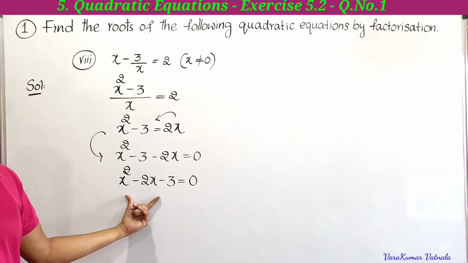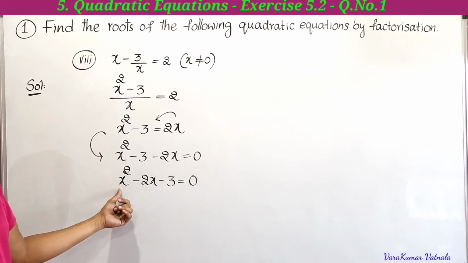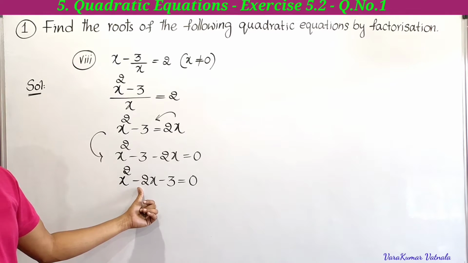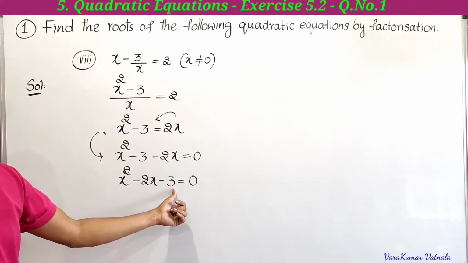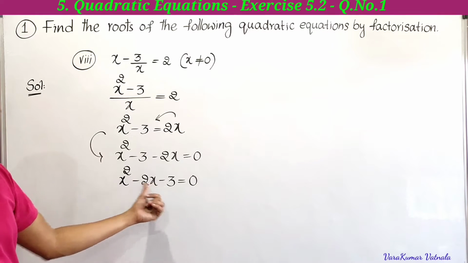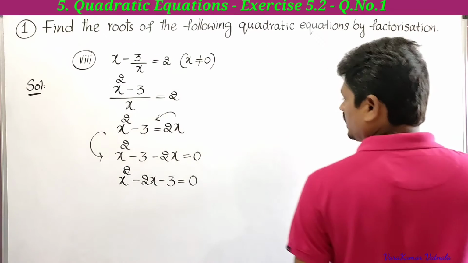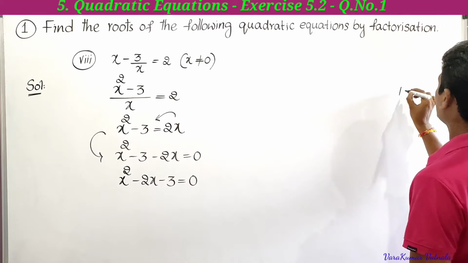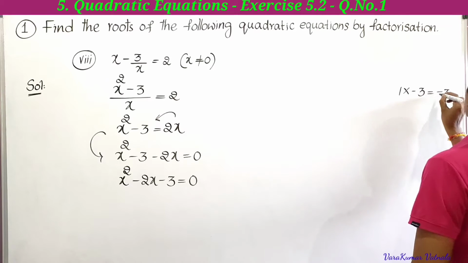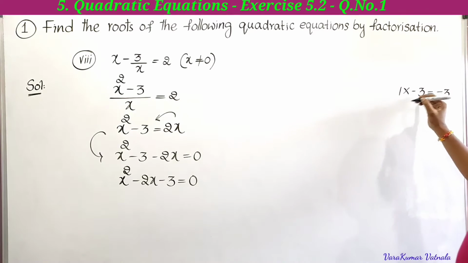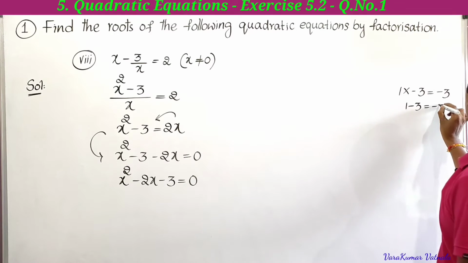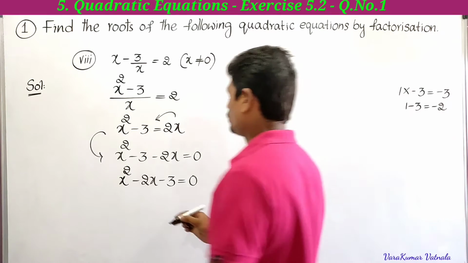So now we have to find the factors. So here the coefficient of x square is 1 and the coefficient of x is minus 2, constant is minus 3. So multiply the coefficient of x square by the constant. That is 1 into minus 3 is minus 3. See here, 1 into minus 3 equal to minus 3 here. So these two are the factors only. 1 minus 3 equal to minus 2. So now we have to write.